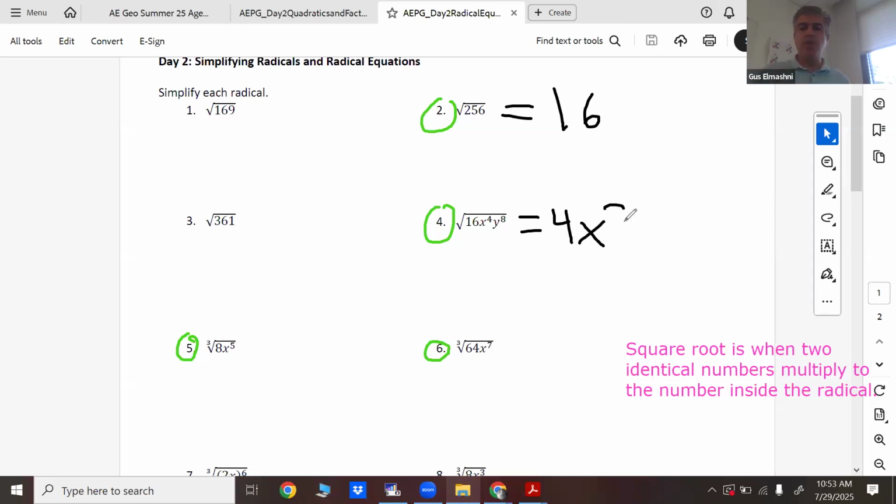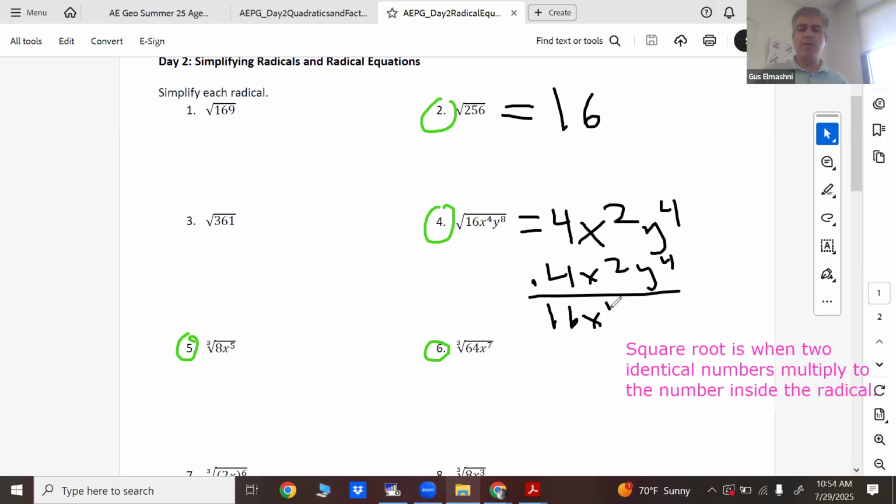Okay, what two identical variables multiply to y^8? Correct. Because here's the deal. If I were to multiply it by itself, if I were to multiply these together, I would get 16x^4 y^8. I would totally get that. So 4x squared y^4. That's it.